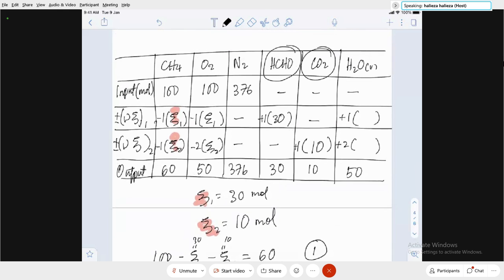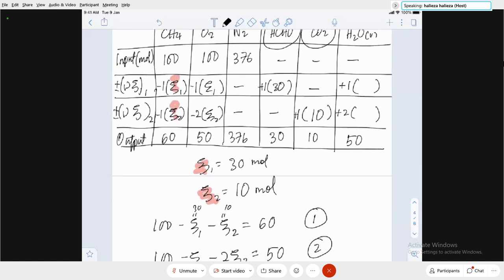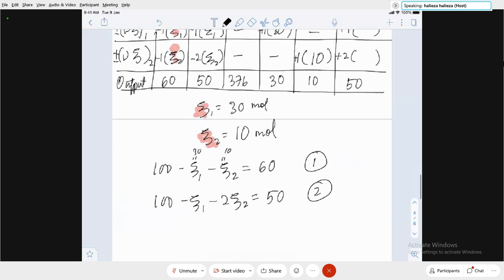Did I do something wrong? No, right, that's correct. Oh, yeah. But sorry, I must be so tired. It's minus 40, right? It's 60. Okay. This is 30. It is 10. Or you cannot end up with 50.